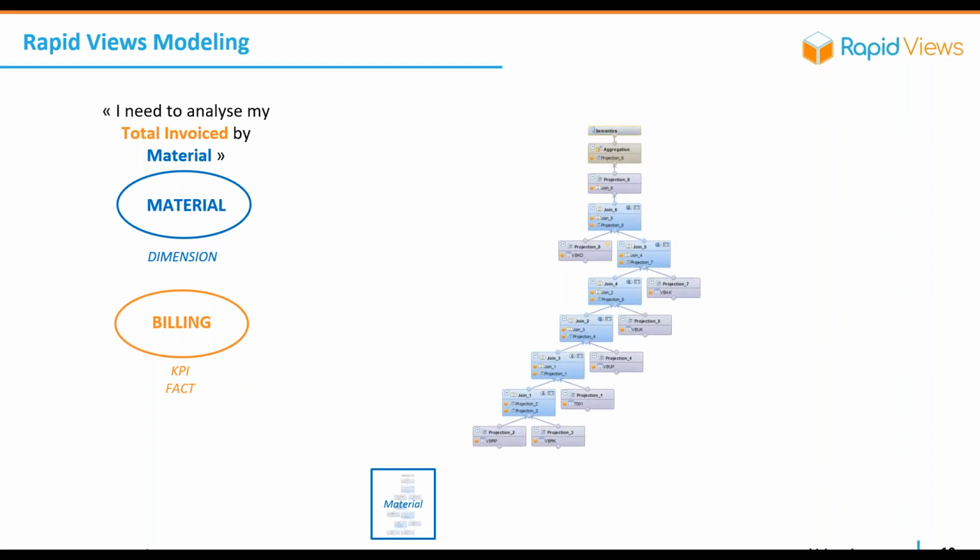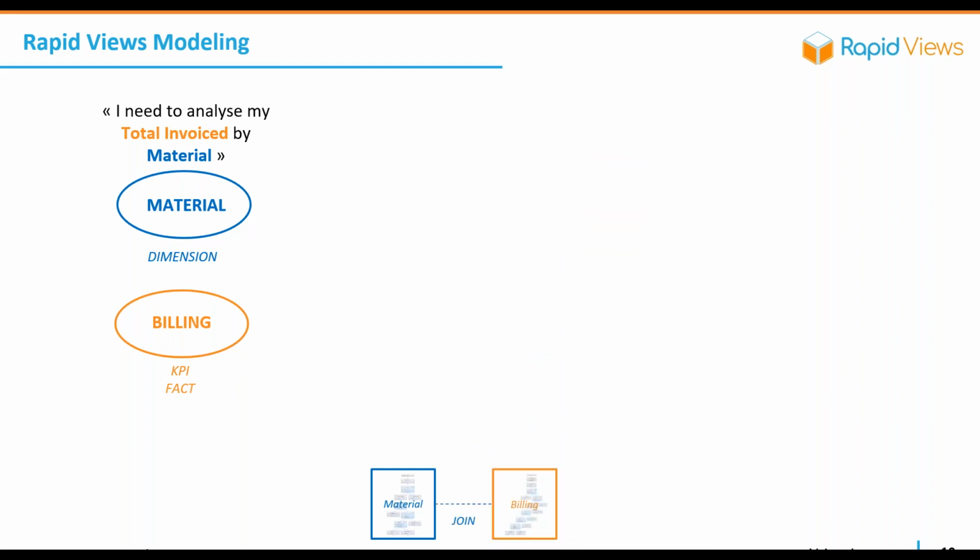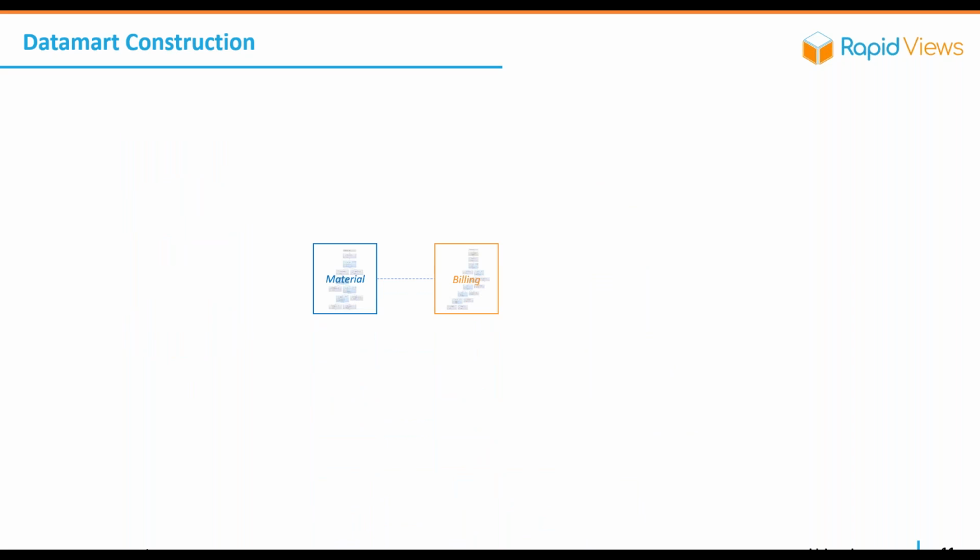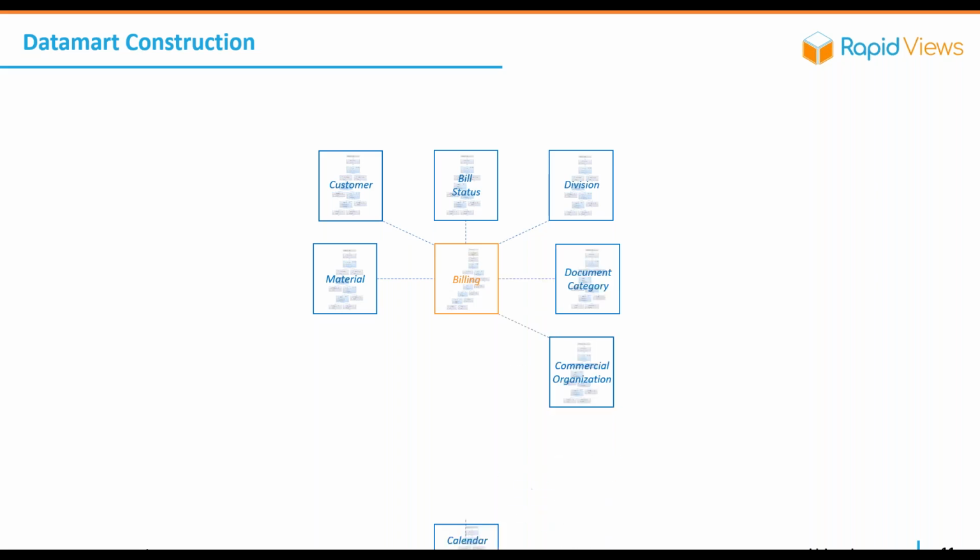On top of that, we built this concept of predefined data mart. In the middle of the data mart, you have the fact table, in this case billing. Of course, the billing view can be linked to a specific set of information, dimensions, in this case customer, material, the division, and so on.